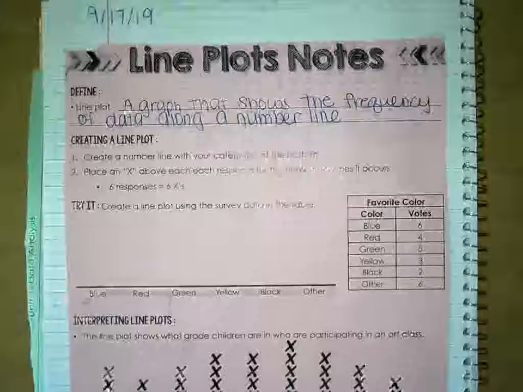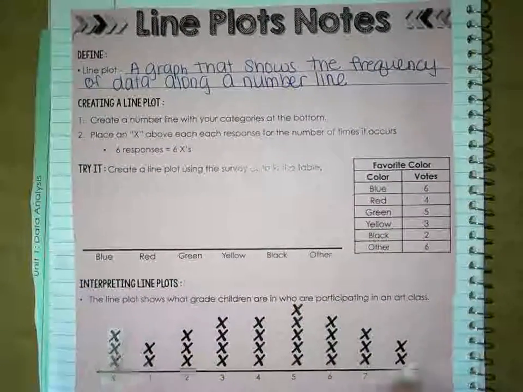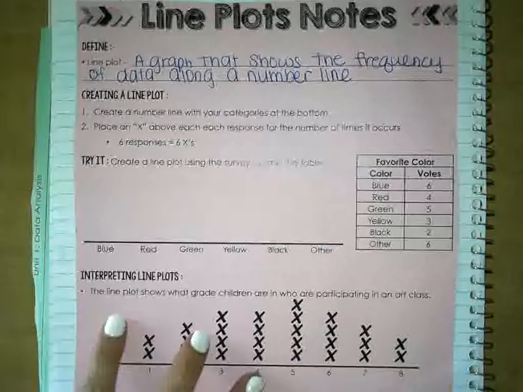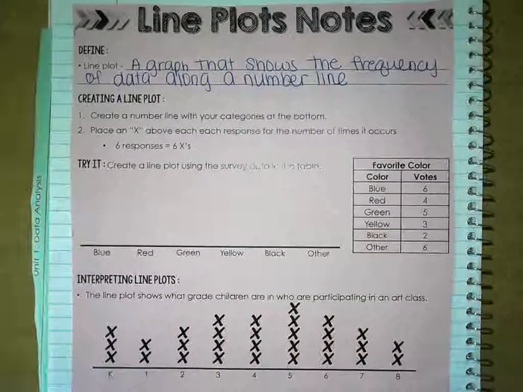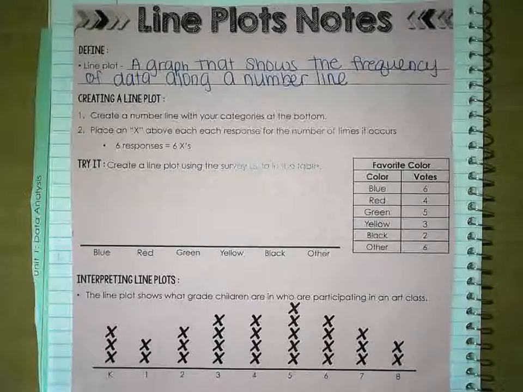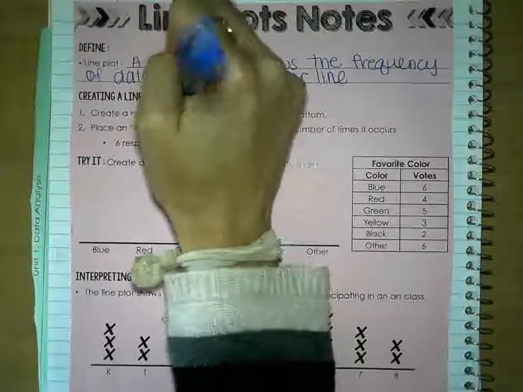So for example, on here I have two different number lines. I have one that's just colors, and I have one that is actual numbers. You will typically see the one with actual numbers the majority of the time. But it's fairly simple, okay, but it does take a little bit of work. So here are your steps for creating a line plot.